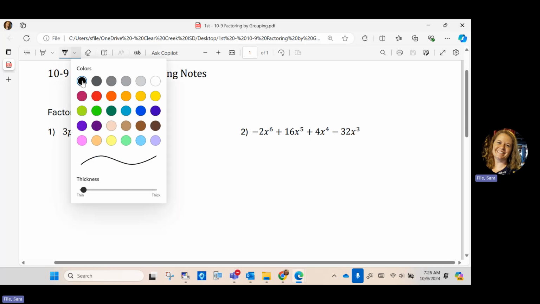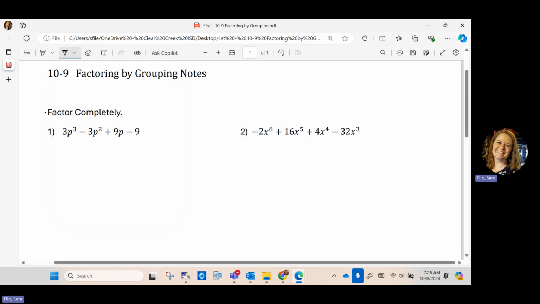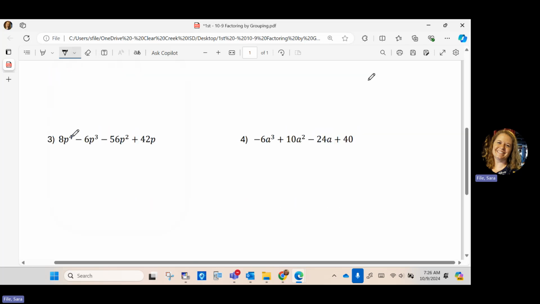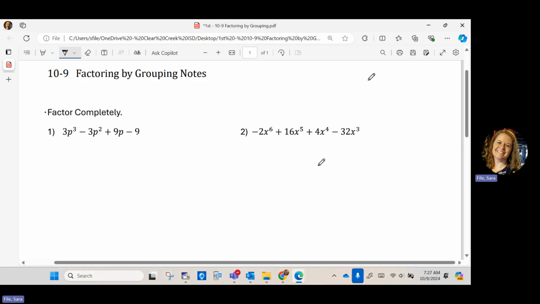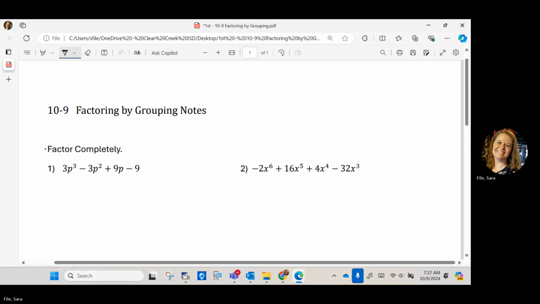So when we are factoring by grouping, we have four terms in each of these polynomials. You can see there's four terms. What we are going to do is always check for a GCF first, like we talked about, but we're going to do it in pairs. We're not going to pull a GCF from all four terms. We're going to group this into two groups.